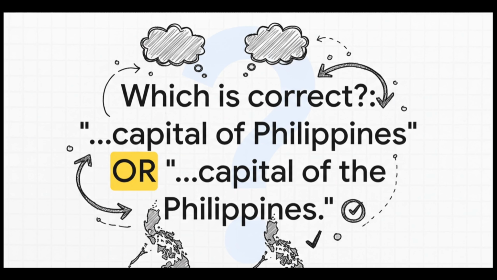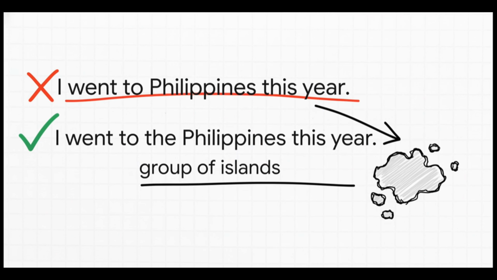Okay, question number 2 is going to test you on one of those tricky exceptions we talked about. Which one of these is correct? "Capital of Philippines" or "capital of the Philippines"? The correct answer is the second one. We absolutely need "the" here because the Philippines refers to a group of islands, which is one of our key exceptions. Amazing how one tiny 3-letter word can make all the difference, isn't it?